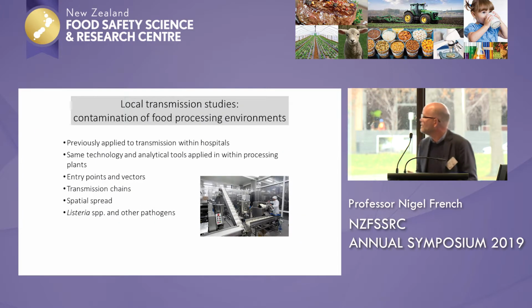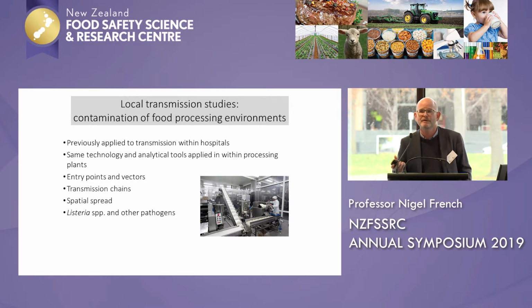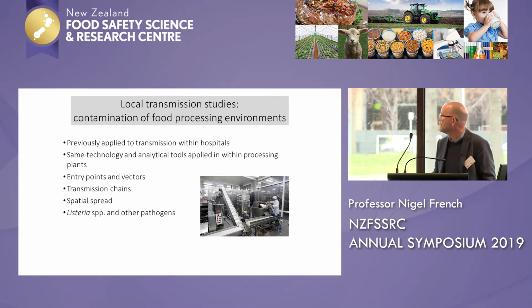Local transmission studies. So what we're doing is working with a number of organizations, companies in particular, and we're looking at contamination of food processing environments and how we can use whole genome sequencing to determine entry points, vectors, transmission chains, spatial spread around production environments. We're using techniques which have previously been applied to transmission of antimicrobial resistant strains, such as MRSA, in hospitals to see if we can track and trace the origins of these. There's a lot of very interesting tools and techniques that we're developing in the Food Safety Centre at the moment related to this, and we're hoping to extend this technology considerably over the next few years.